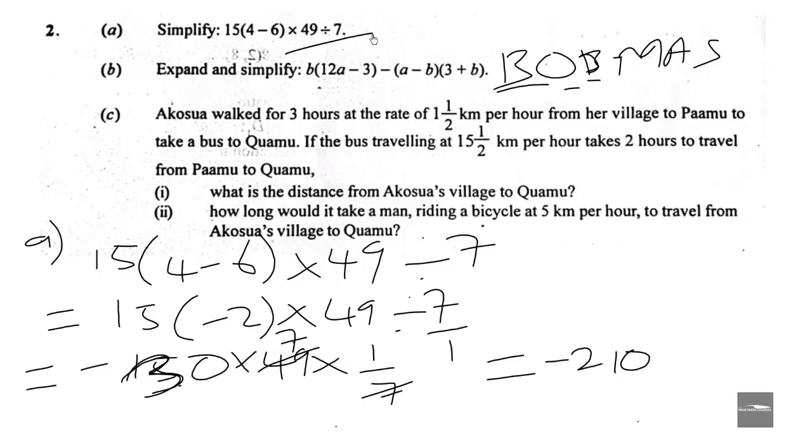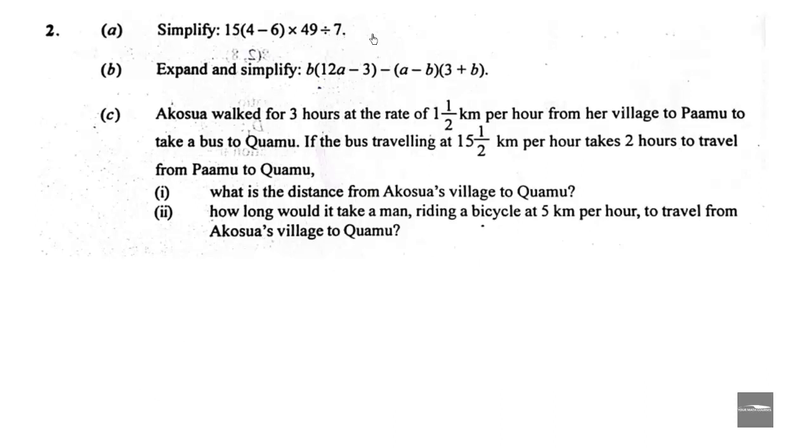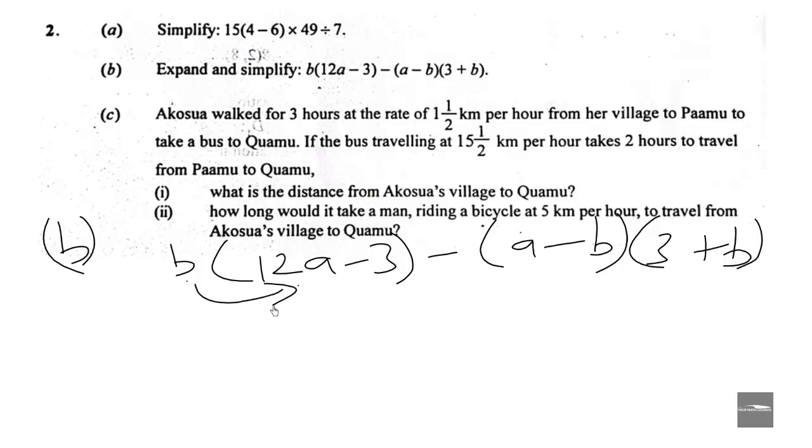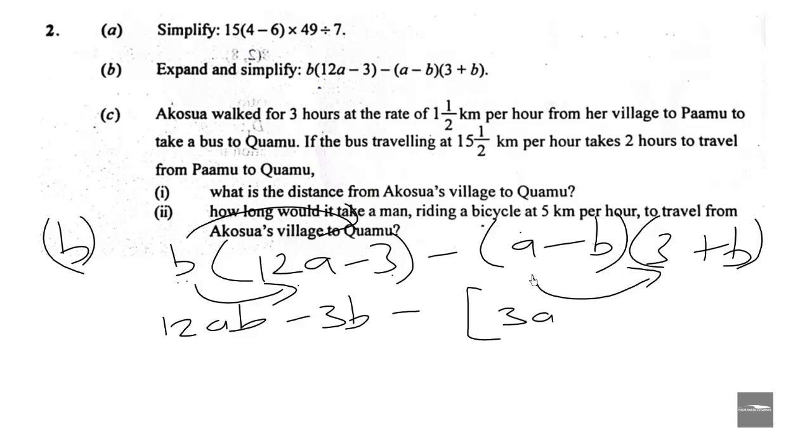We have to expand and simplify b. So we have b into 12a minus 3 minus a minus b, then we have 3 plus b. So we have to expand and simplify. So b times 12a, we use the distributive property, will give us 12ab. Then b times 3 will give you minus 3b. So we have a times 3 will give us 3a. Then we have a times b will give you plus ab. Then we have b times 3 will give you negative 3b. And negative b times b will give you minus b squared.